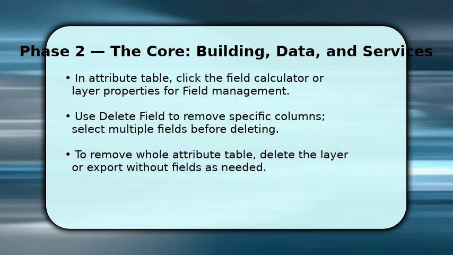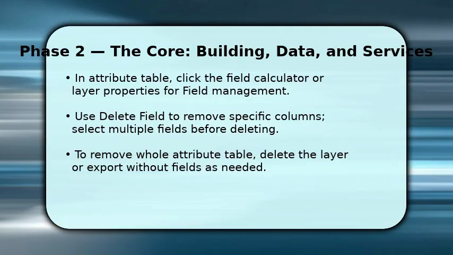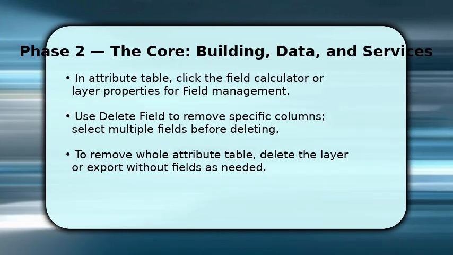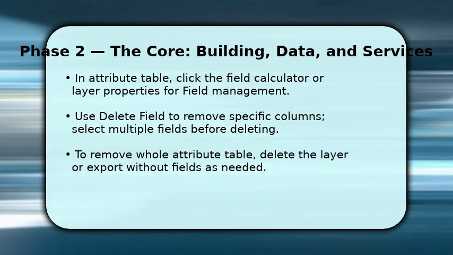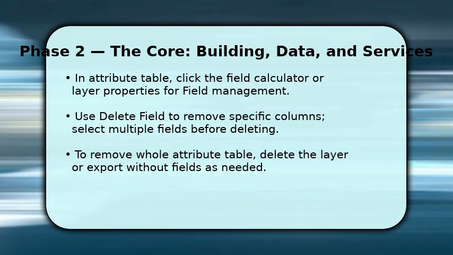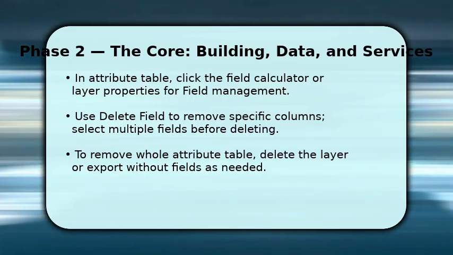You now choose whether to remove individual fields or the entire attribute table. For columns, open Layer Properties or Field Calculator and use Delete Field. Select multiple fields to remove several at once. This keeps geometry intact. If you need to remove the entire table, export the layer without attributes. Right-click, export, save features as, and uncheck fields, or simply remove the layer from the project to drop its table. Make sure to save edits and stop editing when finished so changes persist.